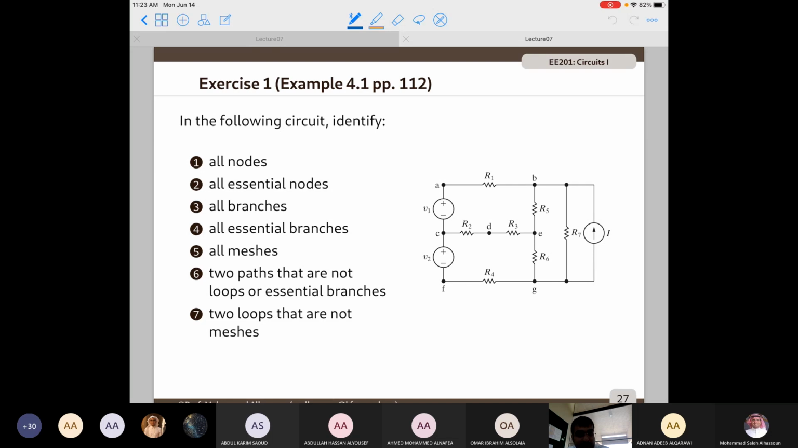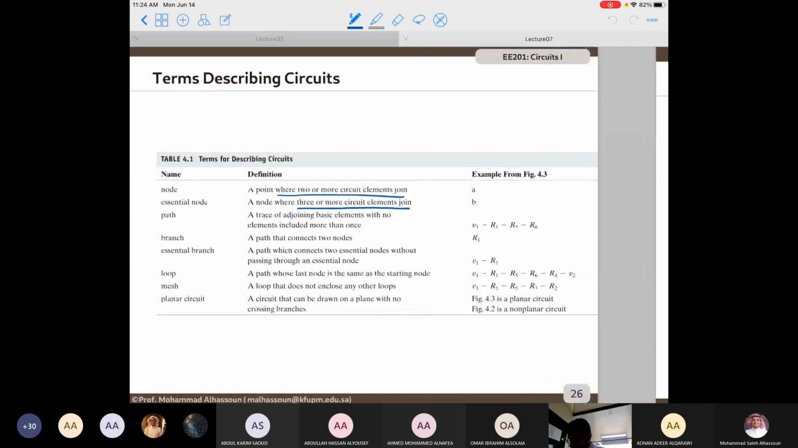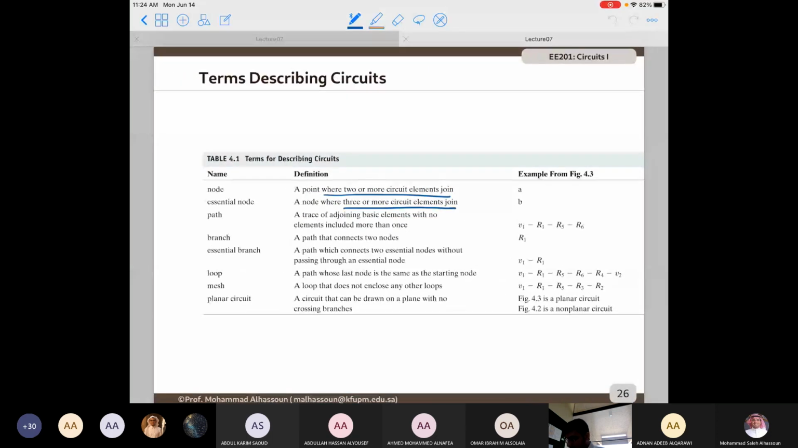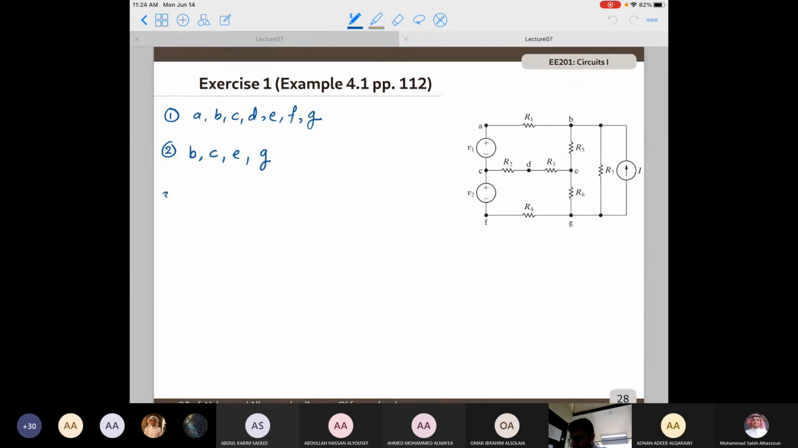The third definition that we are interested in is the definition of a branch. So what do we mean by branch? A branch is a path that connects 2 nodes. So we have 7 nodes, so assuming that there should be more than 6 branches.